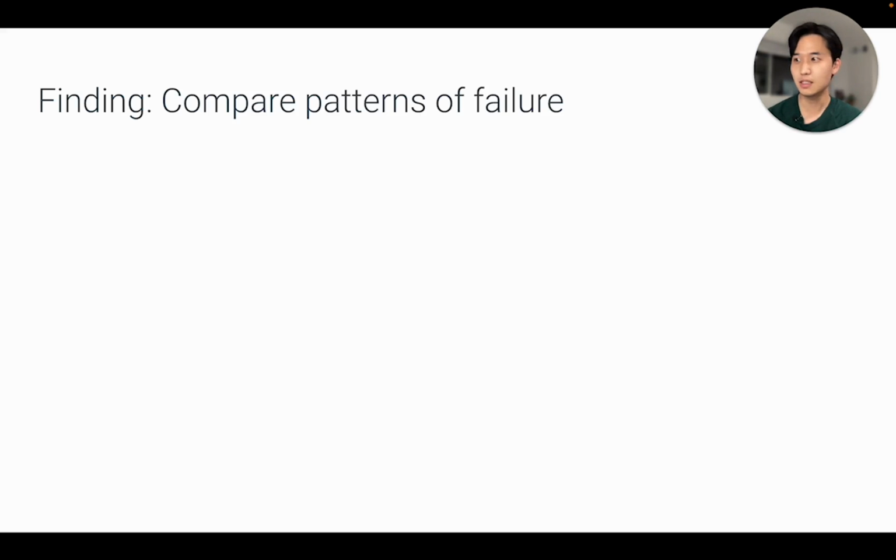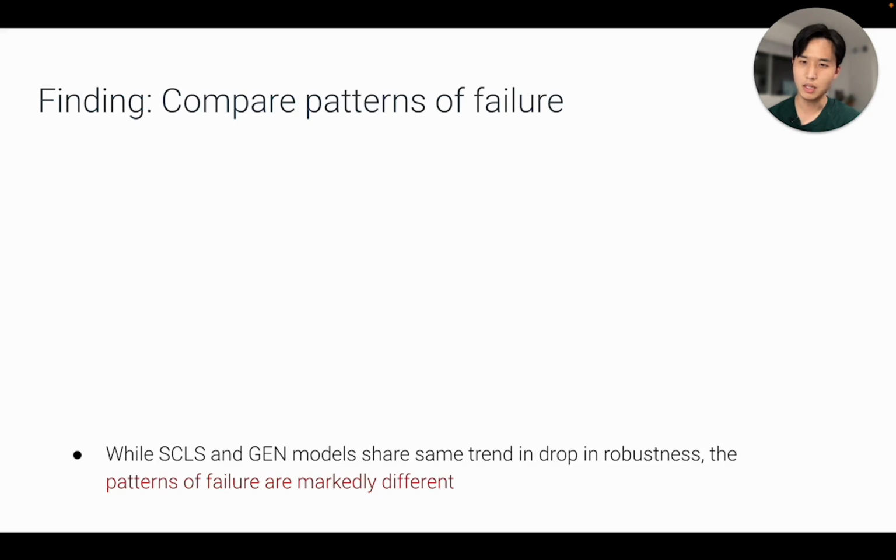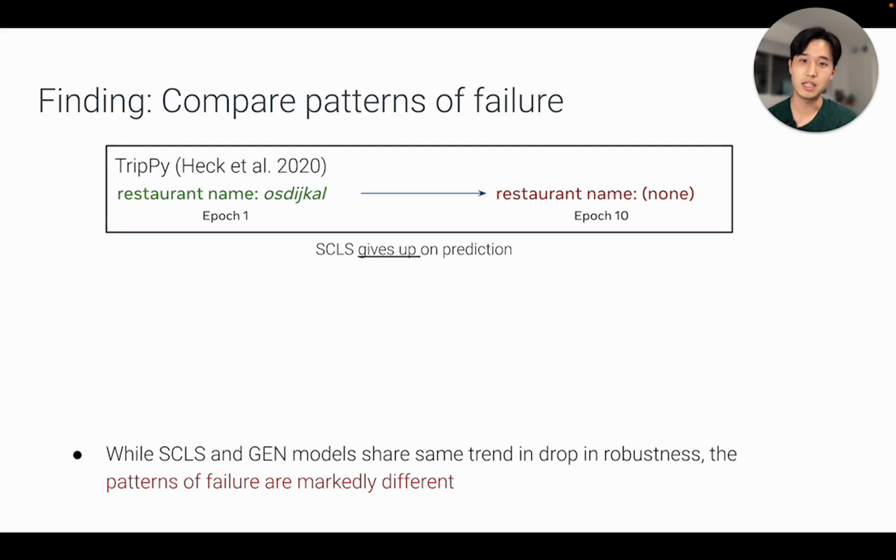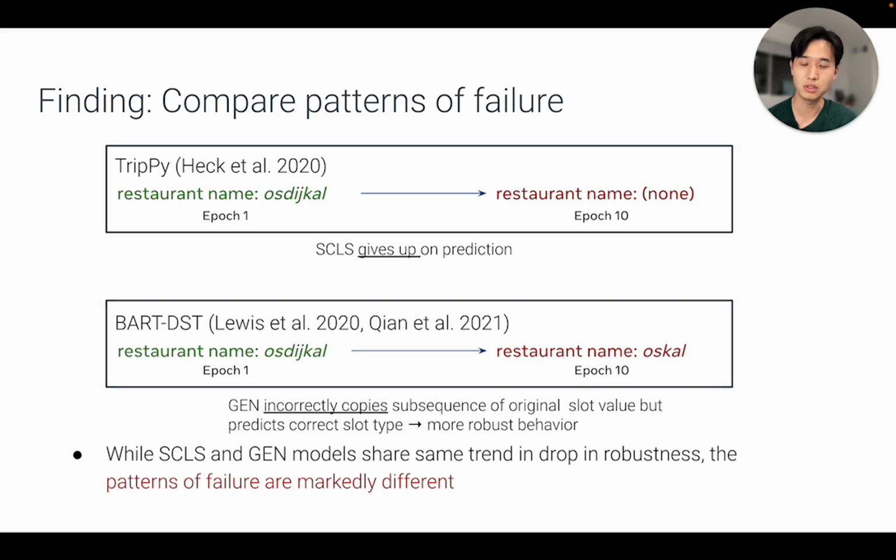We also automate qualitative analysis to compare patterns of failure, and we find that while the SCLS and gen models share the same trend and drop in robustness by training until convergence, the patterns of failure are markedly different. For the SCLS models, they entirely start to give up on prediction, so any entity name that was given will become none over time. However, generation models actually incorrectly copy the subsequence of original slot values, but they still are able to predict the correct slot type. Despite both model classes failing on perturbed samples by training until convergence, we argue that in this case, generation models are relatively more robust because they're maintaining their original prediction behavior.